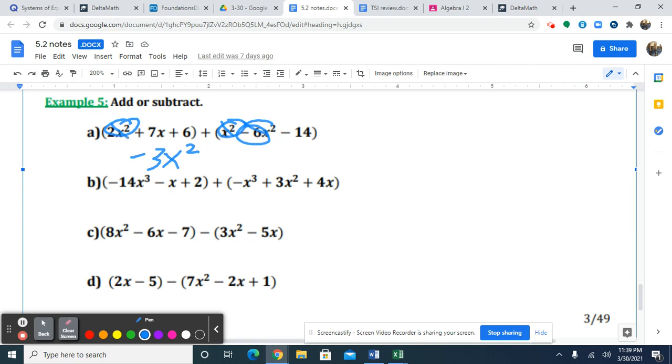Then we have 7x, and there's nothing else that we can combine 7x with, so that stays like that. And then we have the numbers 6 and negative 14, which ends up at negative 8, and that's our simplified version.